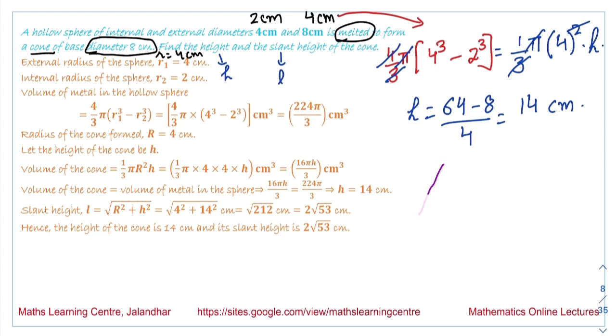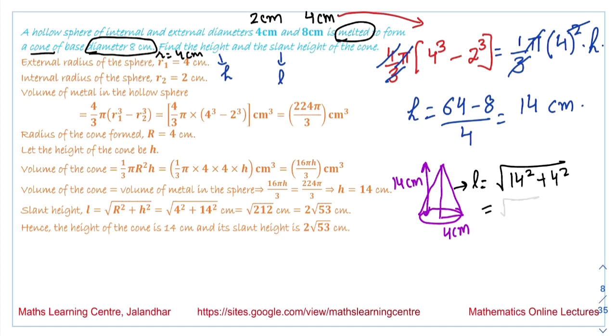Now the next thing we have to calculate is the slant height. So we are talking about a cone over there. The height of this cone is 14 centimeter. The radius of this cone is given to be 4 centimeter. We have to calculate the slant height. So the slant height L is equal to square root of 14 square plus 4 square, that is equal to square root of 212, and that is equal to 2 root 53 centimeters. So this is the slant height of this cone.